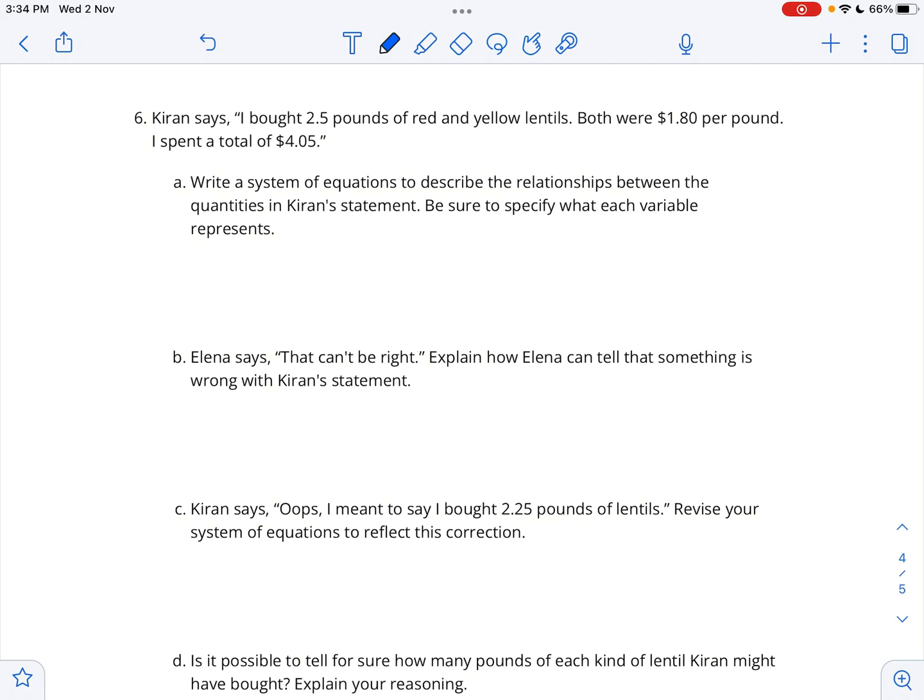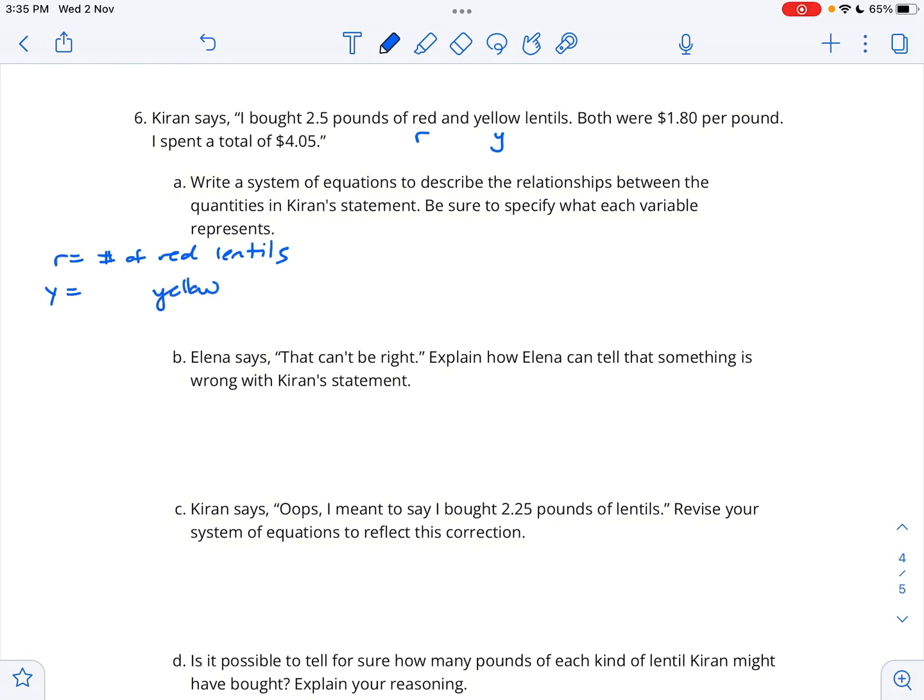Question 6. Kieran says, I bought 2.5 pounds of red and yellow lentils. Both were $1.80 per pound. I spent a total of $4.05. Okay, so write a system of equations to describe the relationship between the quantities in Kieran's statement. Be sure to specify what each variable represents. So I'm going to use r for red and y for yellow, so let's go ahead and write that down. r would be the number of red lentils, and y is going to be the number of yellow lentils.